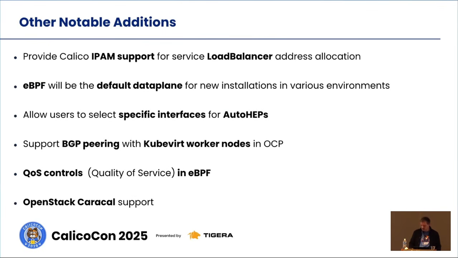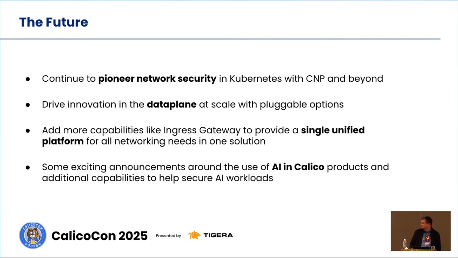I'll maybe just speed up slightly to show a demo. Other notable additions in 3.30 and 3.31: as I mentioned before, IPAM support for service type load balancer. eBPF will be the default data plane in various environments, so check the docs on that. We are enabling users to select specific interfaces for automatic host endpoints. We now support BGP peering with KubeVirt worker nodes in OCP. We have a talk on quality of service, and we also now support Caracal in OpenStack. Like I mentioned, we continue to support the origins of Calico.